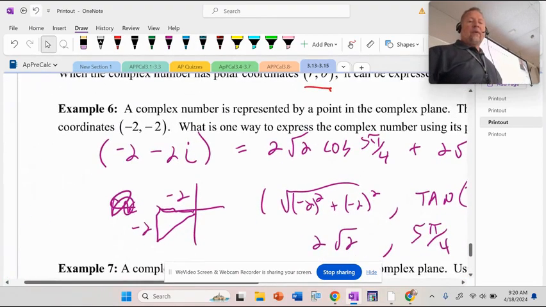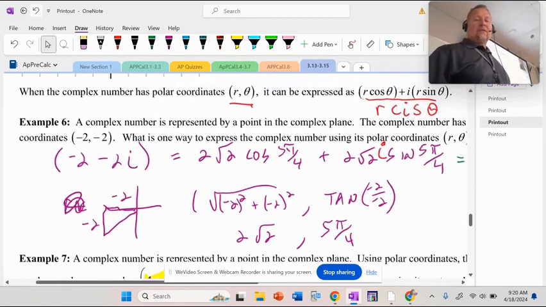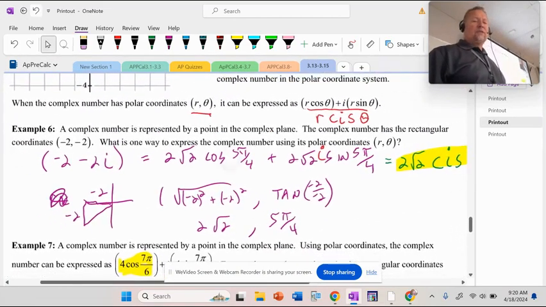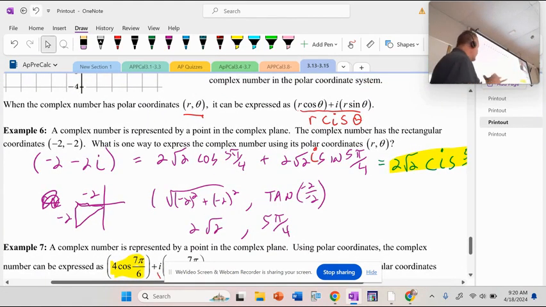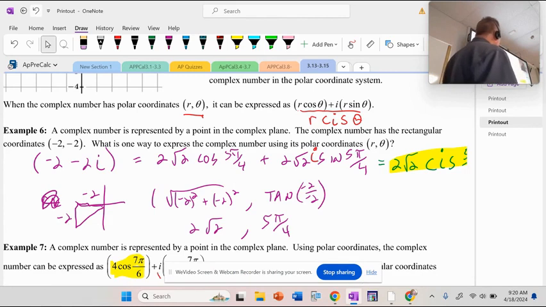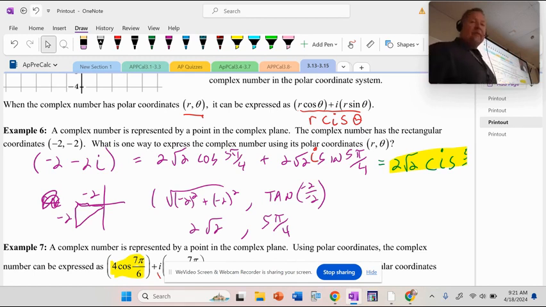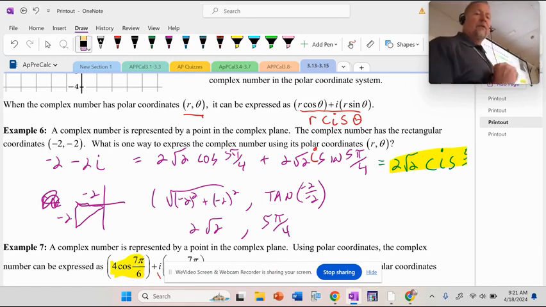All right, so here's what we have to understand. The way they wrote this, let's read this, and then I'll zoom into my writing. Don't just start writing and be a note copier. Just listen for a second. A complex number is represented by a point in a complex plane. So that means -2 comma -2 actually means, go ahead and write that, -2 minus 2i. That is the complex number. And I don't need parentheses. So -2 minus 2i, an a plus bi number, can be graphed in a coordinate plane at -2 comma -2. Now, what is one way to express a complex number using polar coordinates?